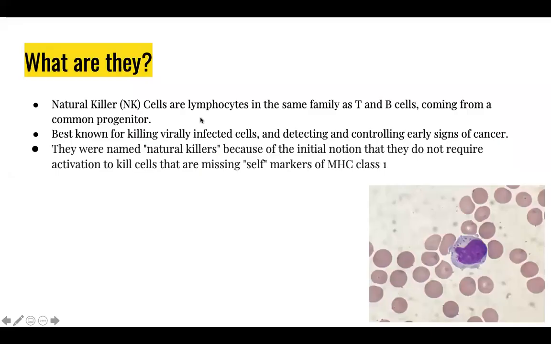What are they? Natural killer cells, also known as NK cells, are lymphocytes in the same family as both T and B cells. They are the body's mechanism of defense against foreign invaders. They are best known for killing virally infected cells and detecting and controlling early signs of cancer.